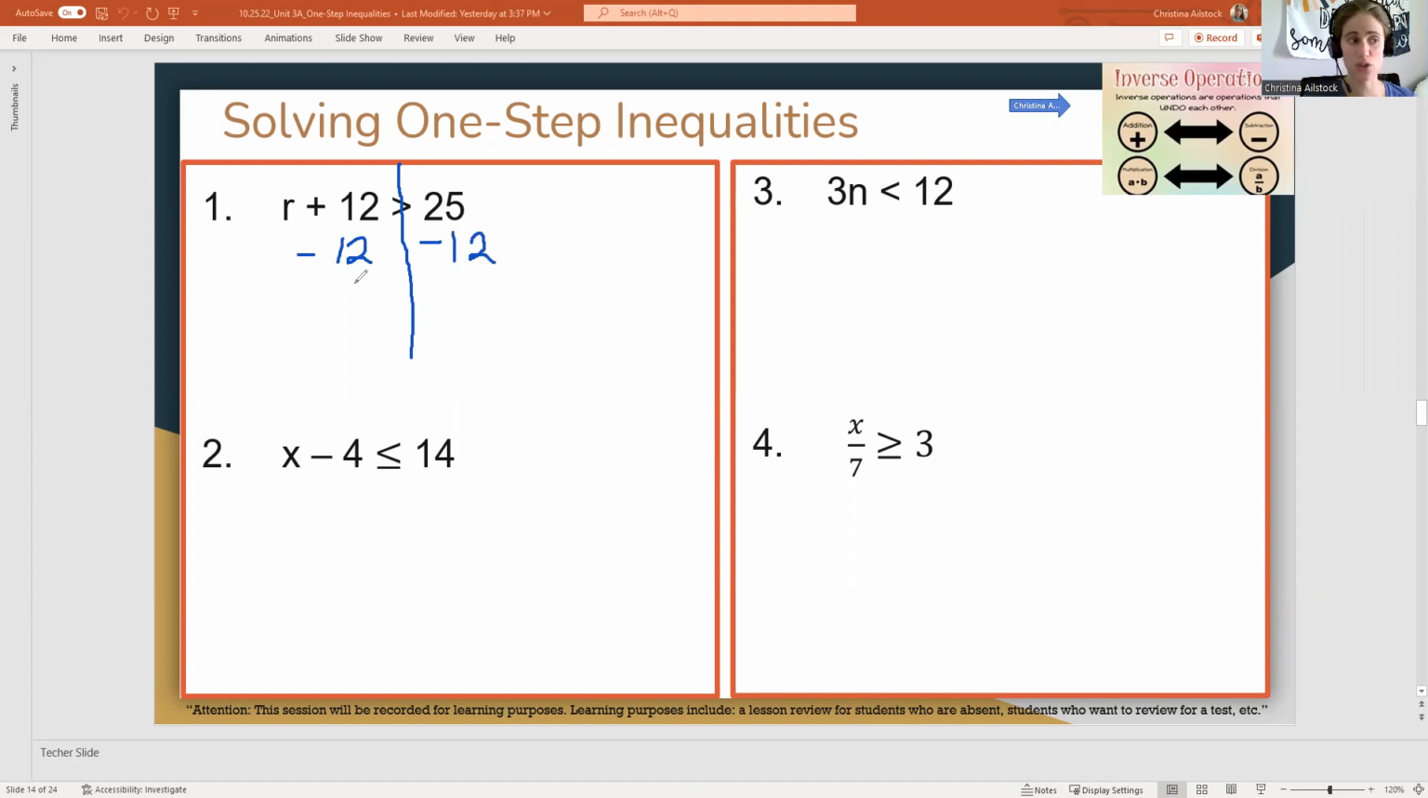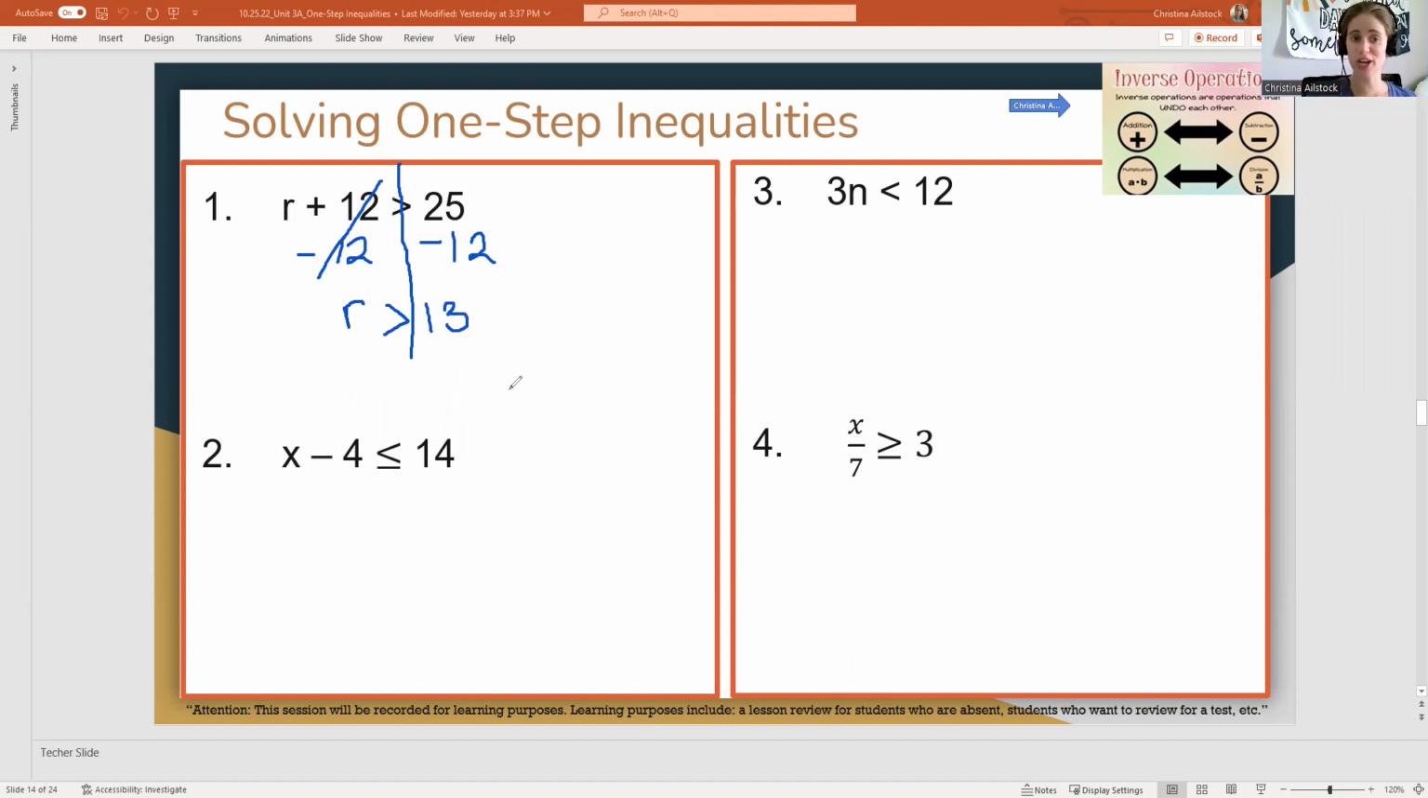So 12 minus 12 is 0, which means we're only left with r. Bring down your inequality sign. And then what would be 25 minus 12? 13.